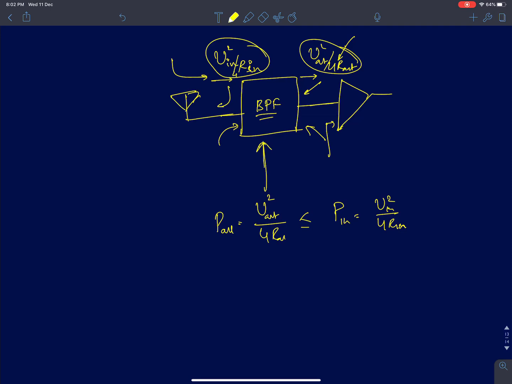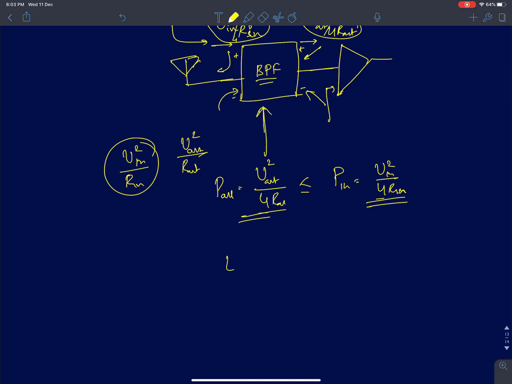I can also remove the 4 for convenience and simply say V in square by R in is the input power, and V out square by R out is the output power delivered by the bandpass filter to an R out output resistance. I've used it for notational convenience. We have been following a certain method, which is that available power is what we used for comparisons.